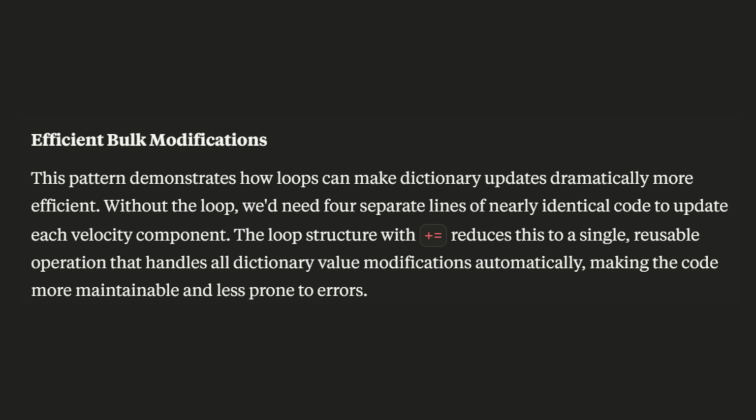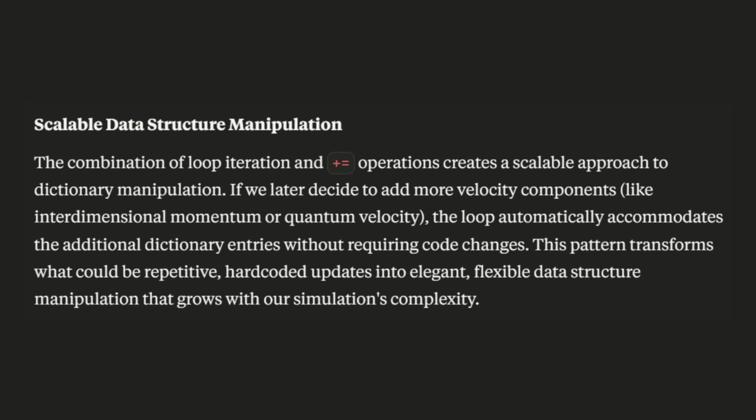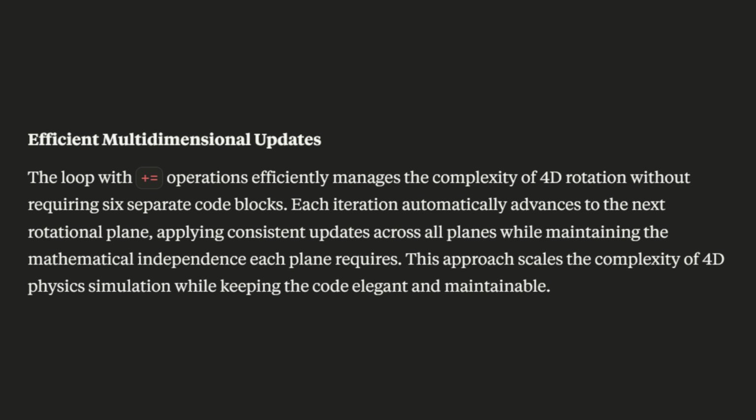We're creating consistent batch modifications instead of manually writing 6 separate plus equal operations for each rotation plane. We're looping to automatically apply the same increment to every plane, ensuring coherent 4D rotation that mirrors real multidimensional physics. So you've got the shortcut that you have with the augmented operator, and then you've got speeding it up even more by putting it inside the loop.